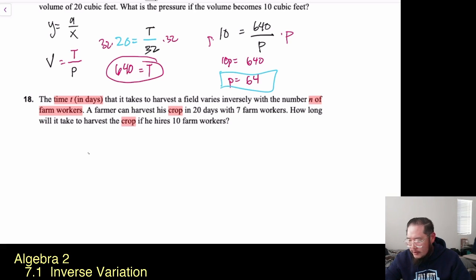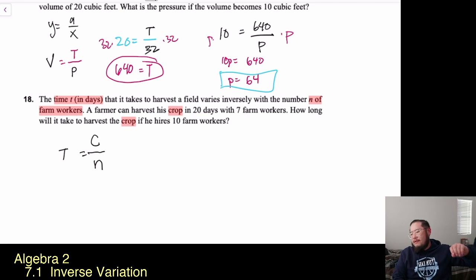What is it inverse with? It varies inversely with the number of farm workers. So I'll put N down below. And so what do we have right here for y? That's going to be T. All right, so C is crop, N is number of farm workers, T is time. So let's go ahead and see if we can figure out what the crop is, how much. What do we have right here? We have 7 farm workers, so that'll end up being right here.